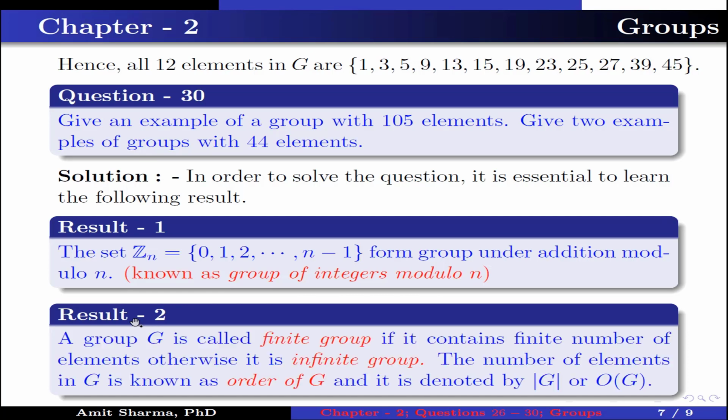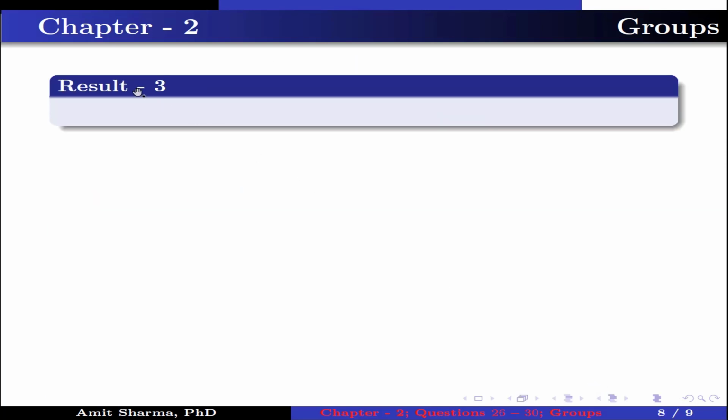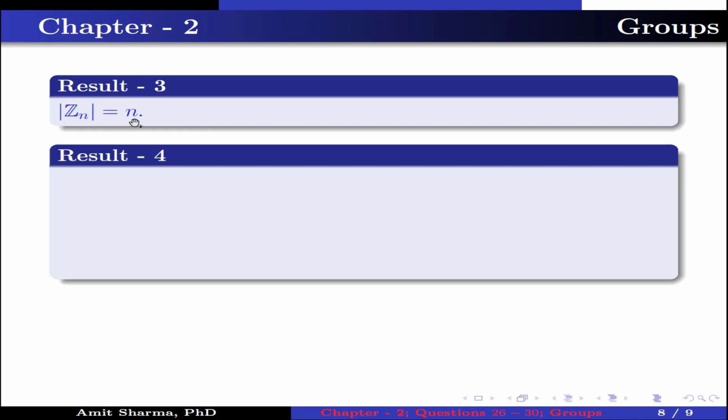Result number 2. A group G is called a finite group if it contains a finite number of elements, otherwise it is an infinite group. The number of elements in G is known as the order of G and it is denoted by this or this. Result number 3. The order of Zn is n.